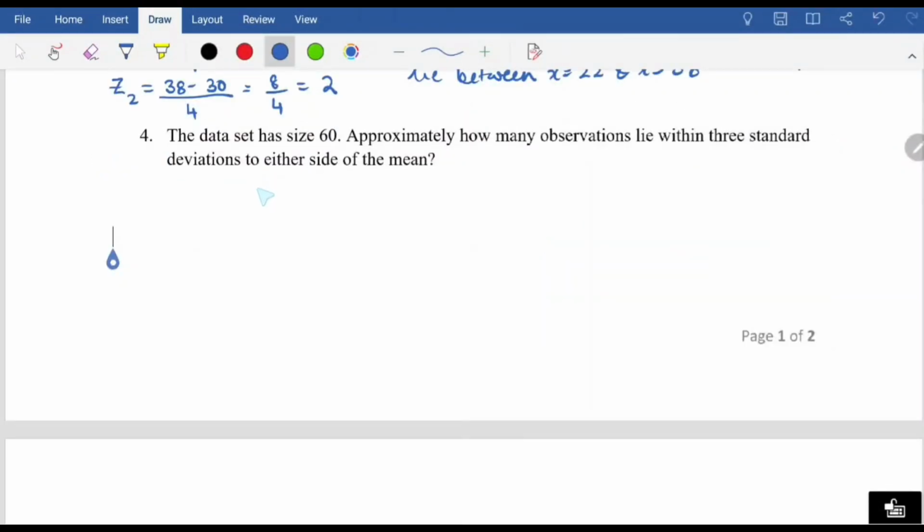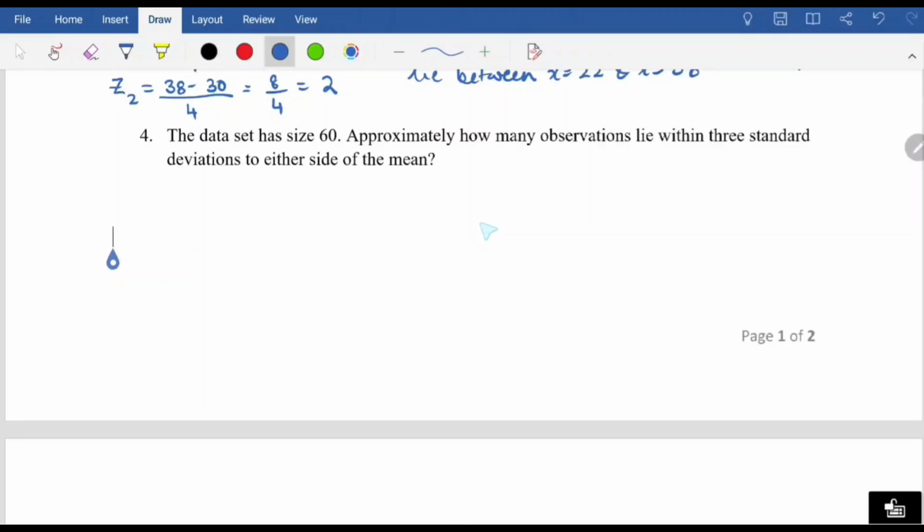Question number 4 is slightly different. It says here the data set has size 60. So there are 60 values in the data set. Approximately how many observations lie within 3 standard deviations to either side of the mean? Here they are not asking what percentage. It says how many observations. You have to give them a number as an answer and not a percentage value, 68% or 95% or 99.7% and so on.